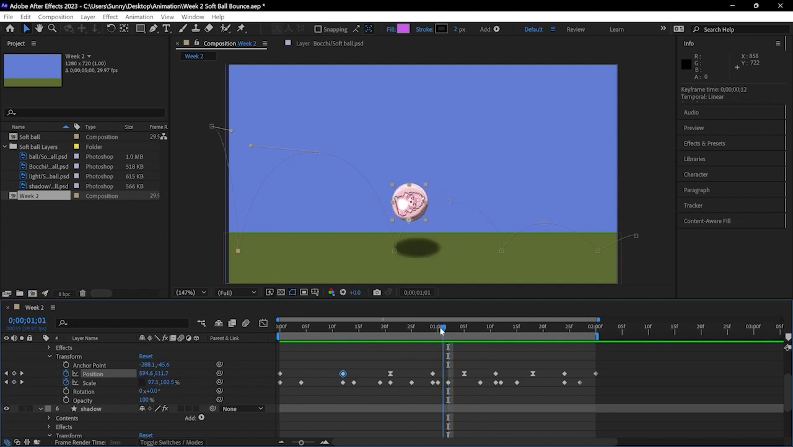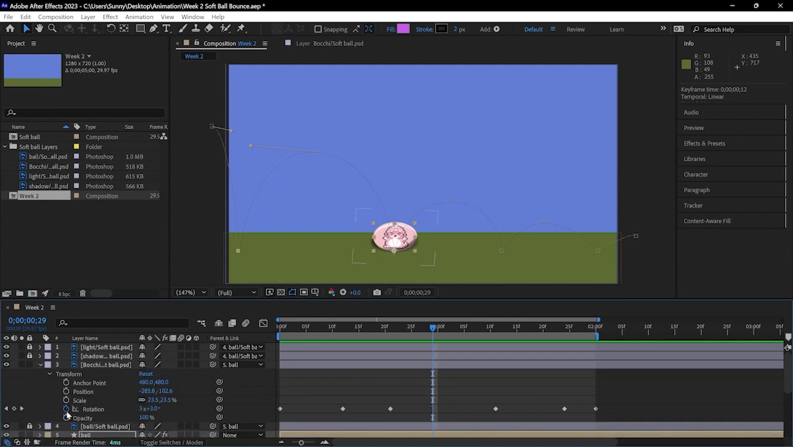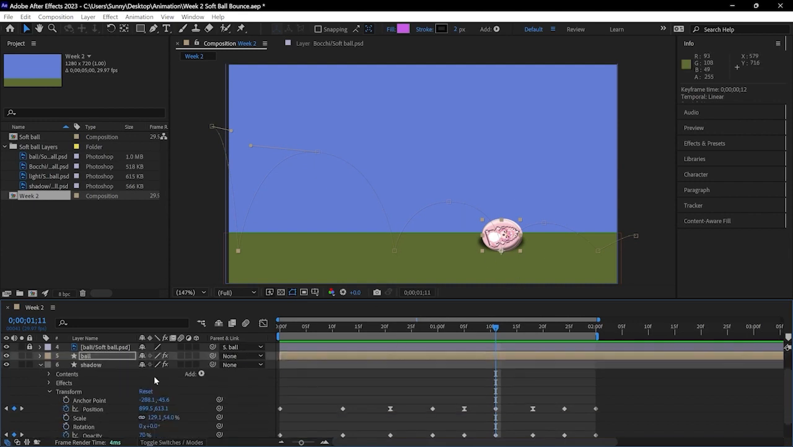This is the original. So keeping it precision. And then while it's also moving, we also have it rotating. This is the rotation. Because it's a softball, I wanted it to rotate more.